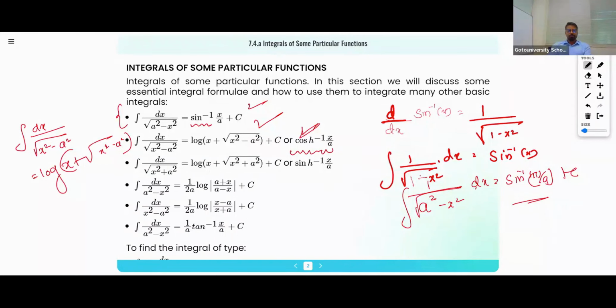Okay. So in the place of x square minus a square, if I have x square plus a square, this will become logarithm of x plus root of x square plus a square, or sine hyperbolic inverse of x by a.